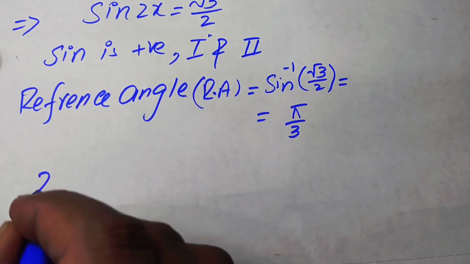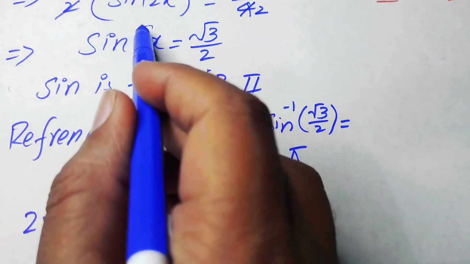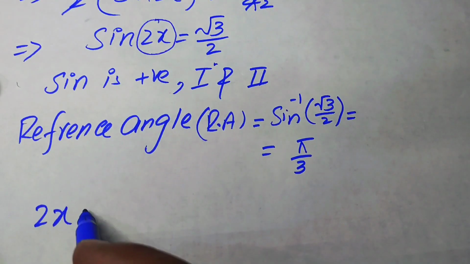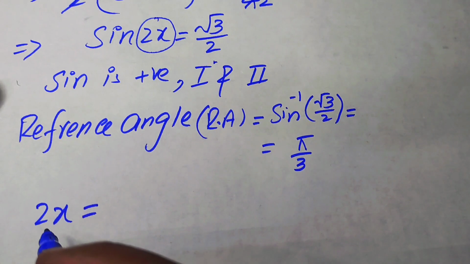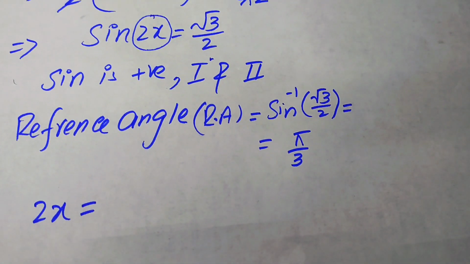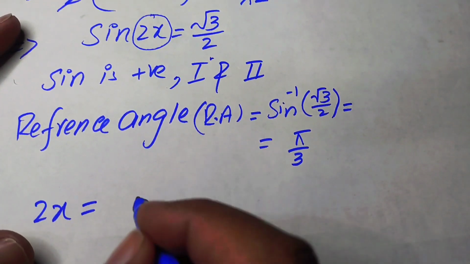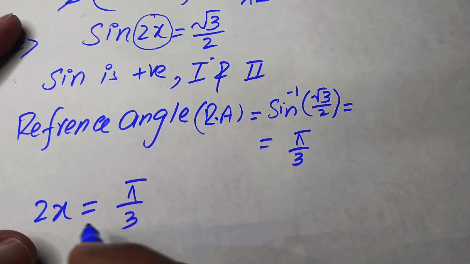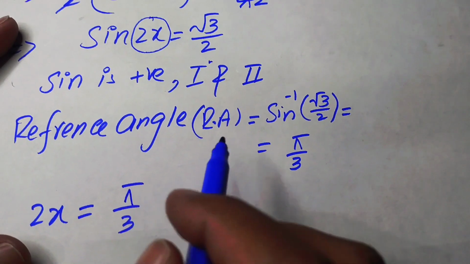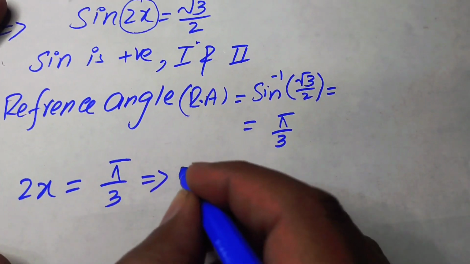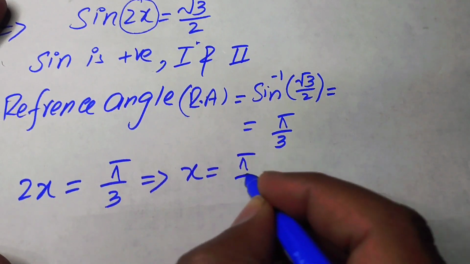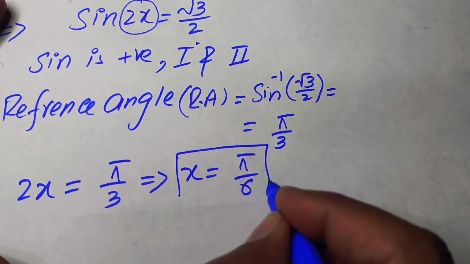or rather we will say 2x, because here our angle is 2x, that is why I will write 2x instead of theta. So we just write 2x here, and 2x is equal to the reference angle, and our reference angle is pi by 3. So here we will get the value of x is pi by 6.